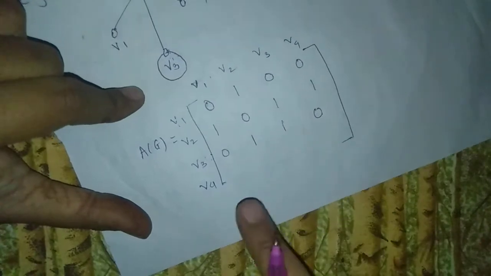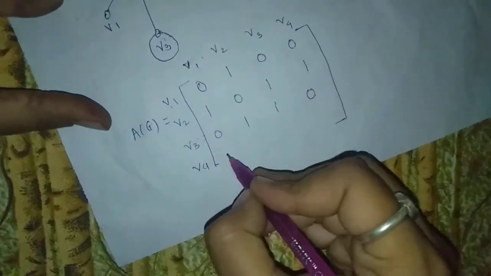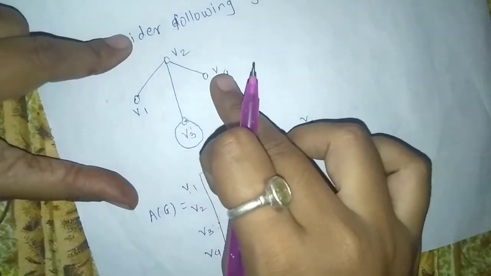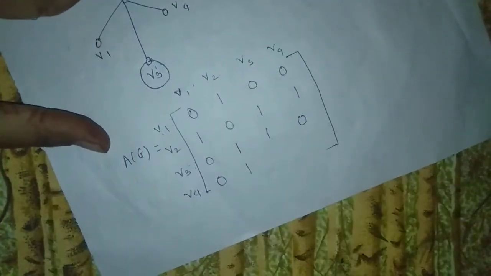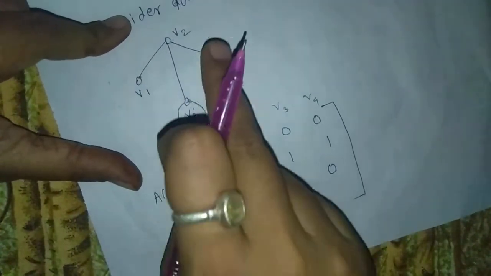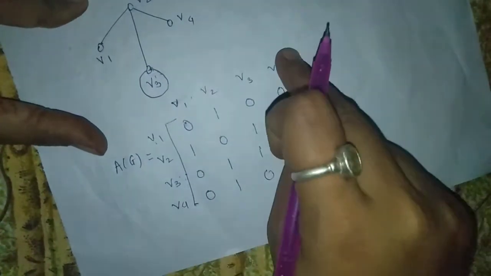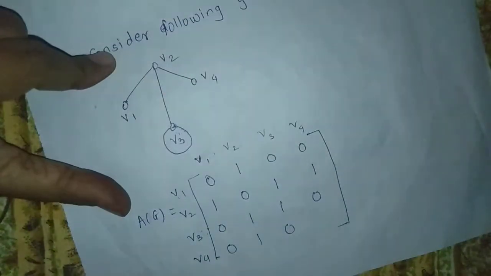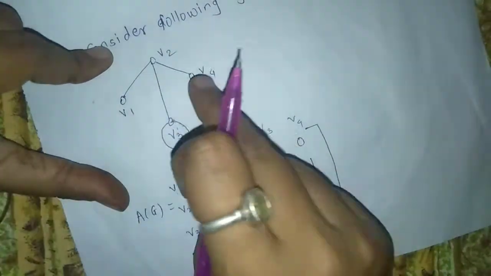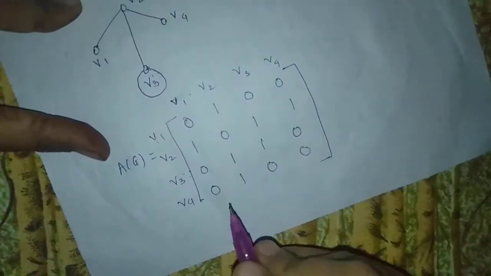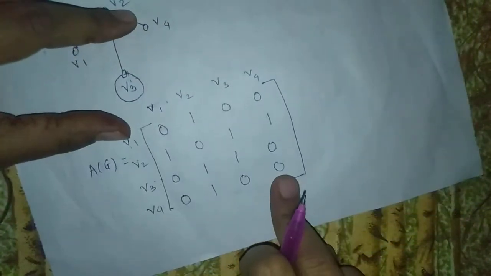Now the fourth row becomes number of edges between V4, V1 no edge, so write here 0. Number of edges between V4, V2 is 1, so write here 1. Number of edges between V4, V3 no edge, so write here 0. Number of edges between V4, V4 no edge, because here we cannot see a loop, so that's why here we put 0. If there is a loop, then we can write here 1.